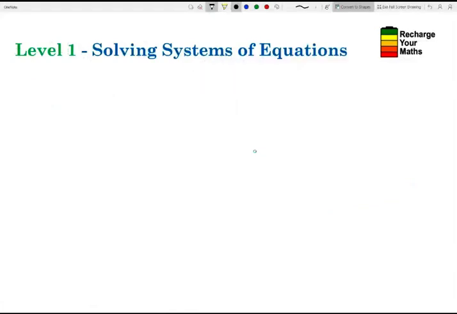Welcome to the Level 1 video on solving systems of equations. We are going to be looking at a particular system with two equations and two unknowns.